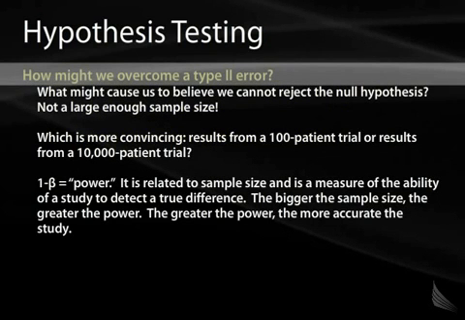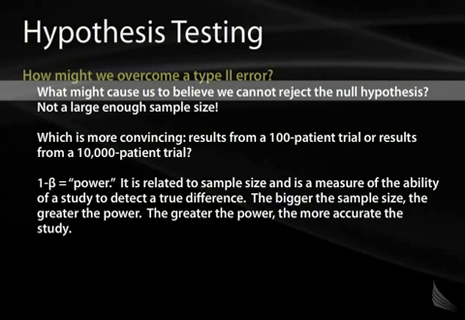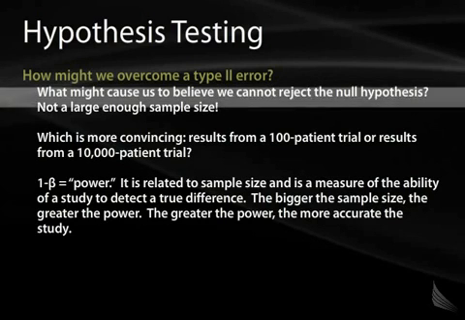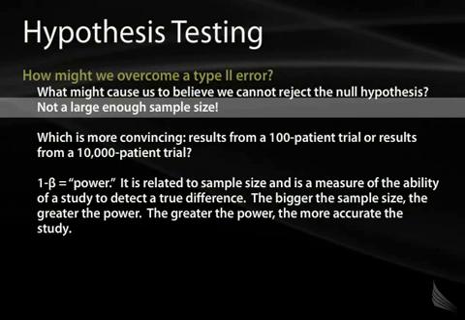How can we be sure that we can overcome a type 2 error? In other words, what might cause us to believe that we cannot reject the null hypothesis? Most commonly, this is because we didn't have a large enough sample size. Think of it this way.